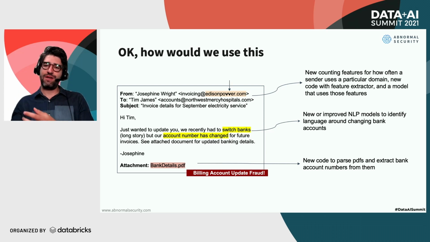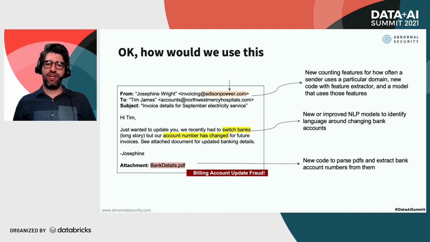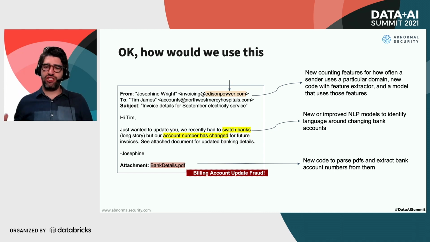They're going to need to write a database that keeps track of all of these counts, and then probably incorporate this feature into a model. Additionally, for the content of this message, maybe our NLP models didn't pick up this conversation about switching bank account numbers, right? So maybe we need a new NLP model that identifies this changing banking details. And also maybe we don't parse PDFs, say. So we may need to put new code and a new system in place to download and parse PDFs to extract bank account numbers from them. So anyway, there's lots of changes that may go into improving the system in this particular case.